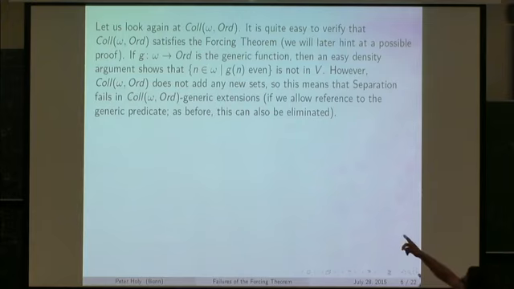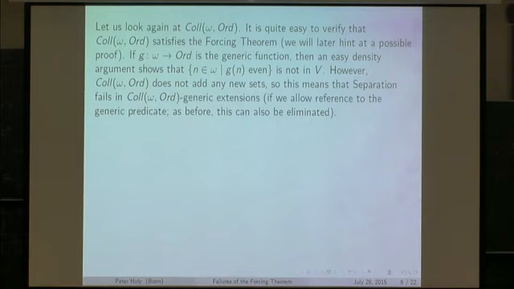And so if you do this forcing, you get this omega sequence, which is cofinal in the ordinals, and let's represent it by this function g, which is just this map from omega, cofinal, to the ordinals. And then an easy density argument shows you that the set of natural numbers n such that g(n) is even is not in the ground model. But as I said before, this forcing does not add any new sets. Why doesn't it add any new sets?